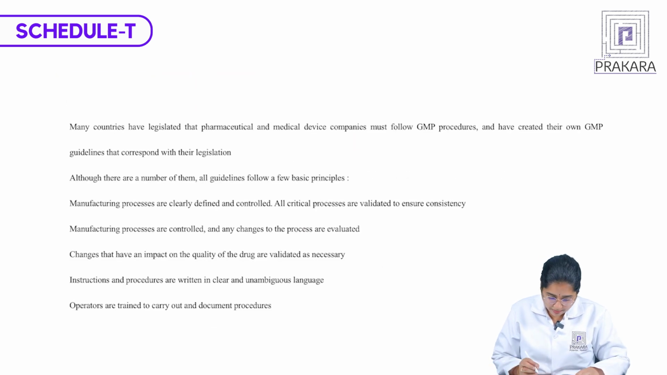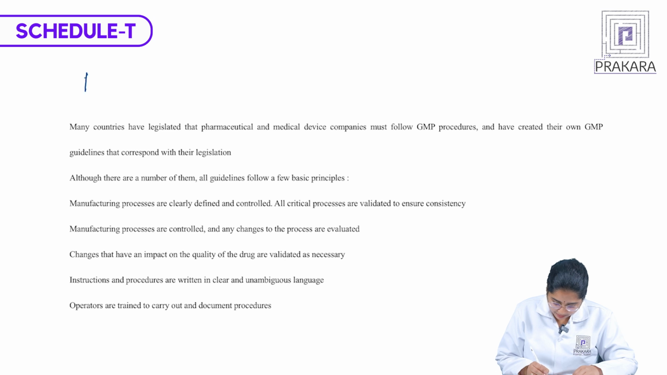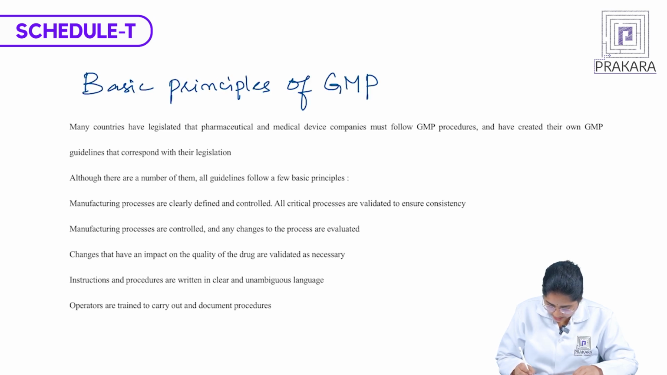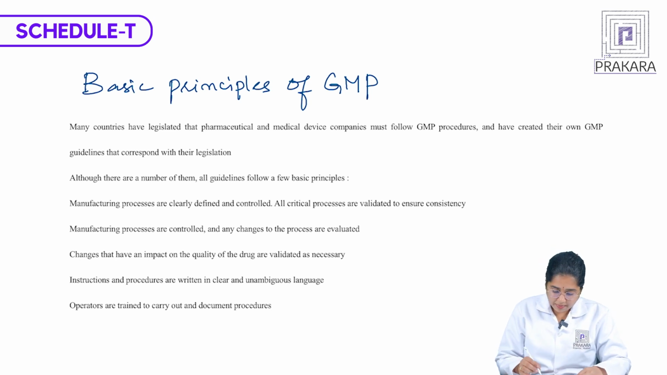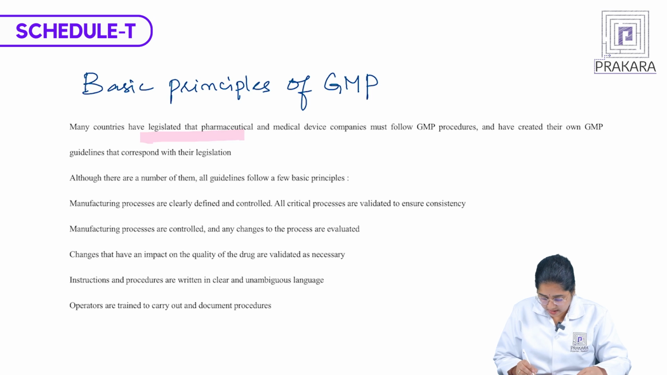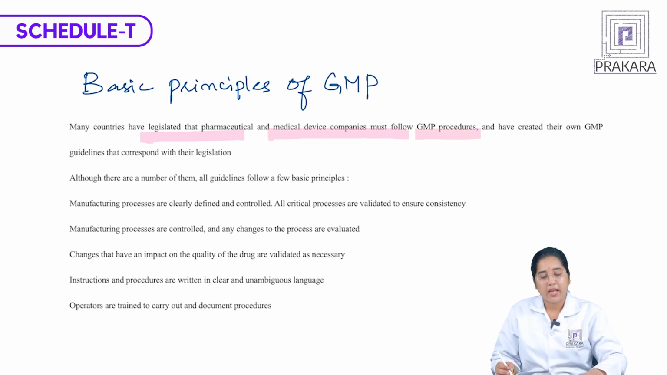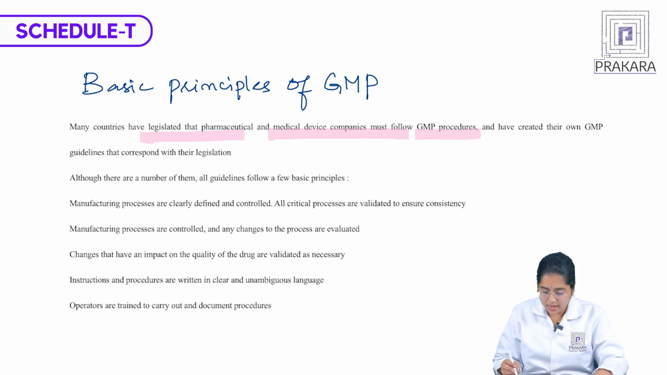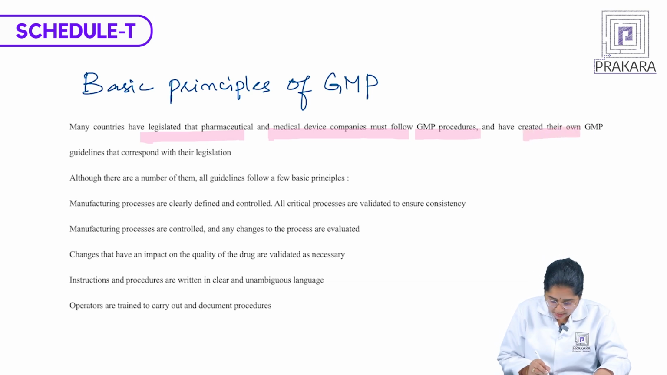And we know that many countries, these are the basic principles of GMP. What are the basic principles of GMP? Many countries have legislated that pharmaceutical and medicinal device compounds must follow GMP procedures, right? Definitely, whatever compounds we are going to derive from medicinal or plant products, they should follow GMP practices, and countries have created their own GMP guidelines that correspond with the legislation.